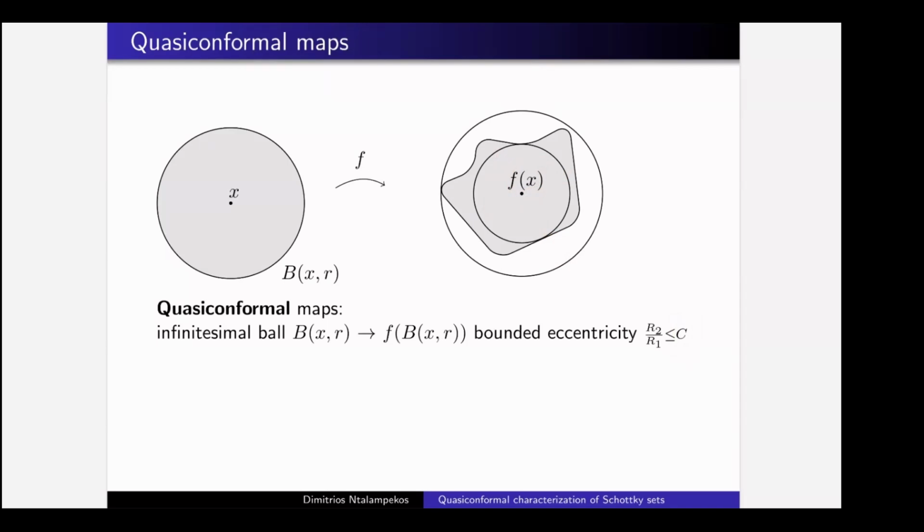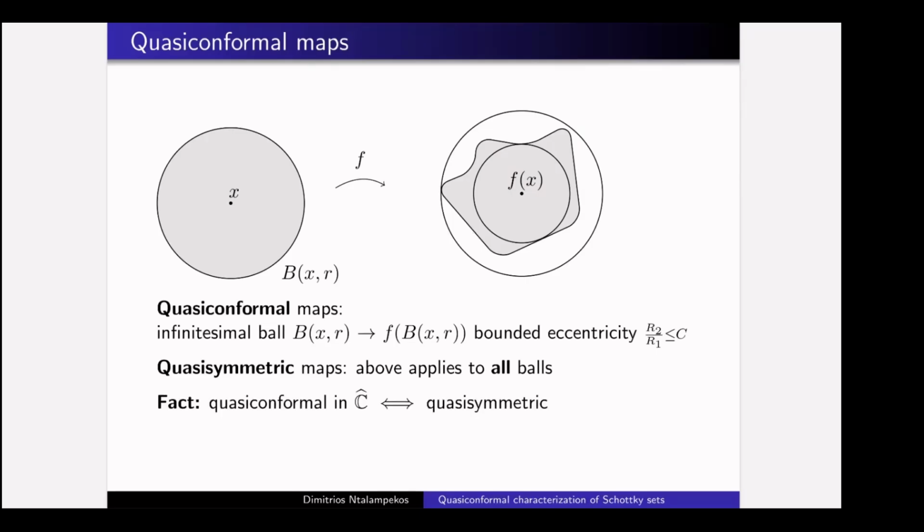Now, if this phenomenon occurs at every scale and not just at infinitesimal scale, then the map f is quasisymmetric. So quasisymmetric maps are stronger than quasiconformal maps. But if the domain of the map is the entire sphere, then quasiconformal maps and quasisymmetric maps are the same.